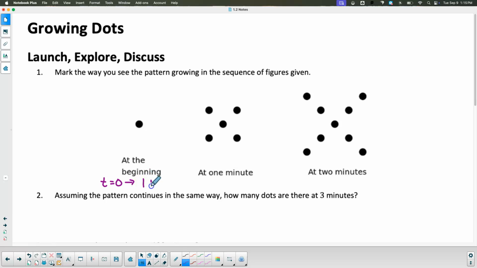We had 1 dot. At 1 minute, that'd be like t equals 1. We've got how many dots? 5 dots. At t equals 2, so after 2 minutes, now how many dots do we have? How many? 9 dots? 9 dots.